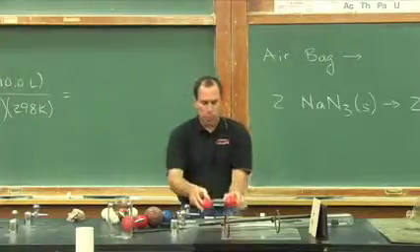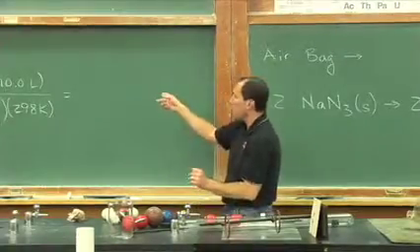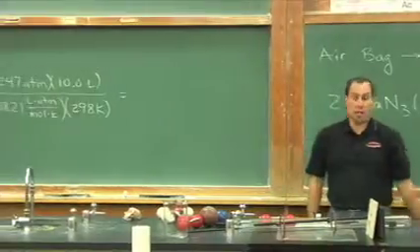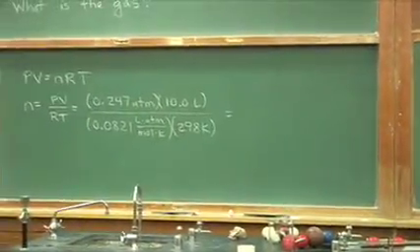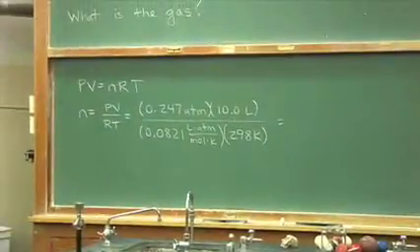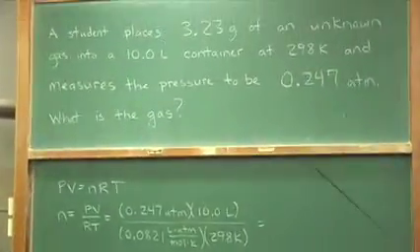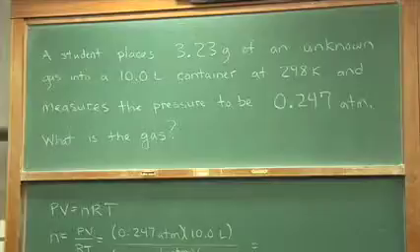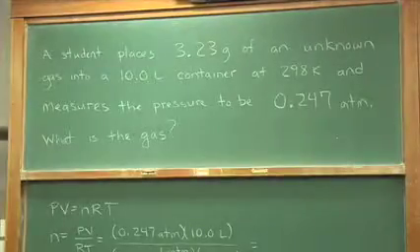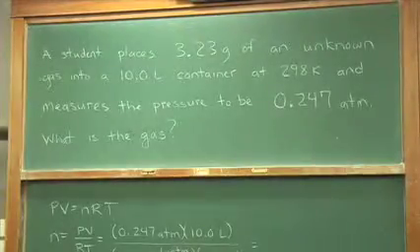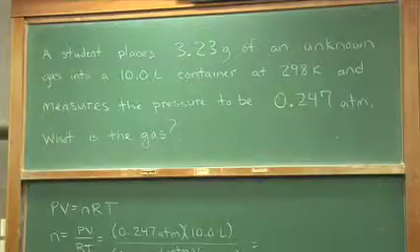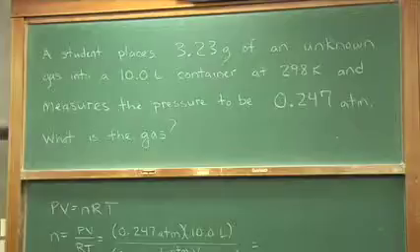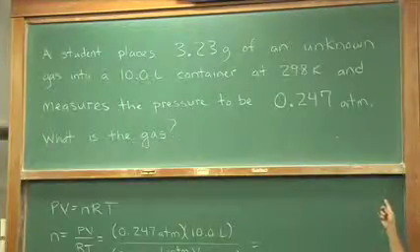Let's take a look at a little problem over here on this left board. It's a very good, useful example of a PV equals nRT calculation. Up at the top here, I've posed this little problem, and it goes that the student has placed a mass of an unknown gas inside of a flask, measures the mass of the flask before and after, so it says, hey, I've got 3.23 grams of this unknown gas. It's a 10-liter flask, so think of it as being about 5 2-liter soda bottles put together. Room temperature is 298 Kelvin.